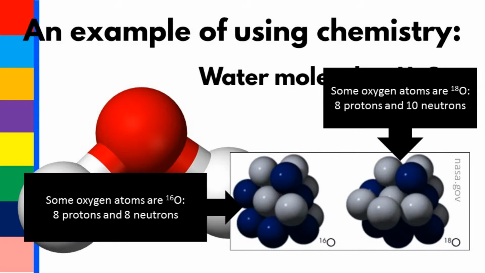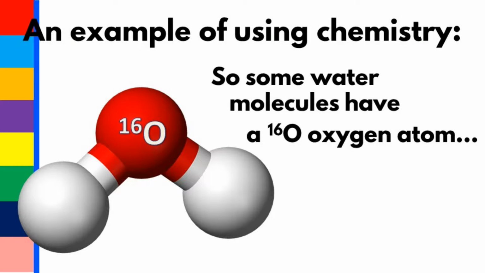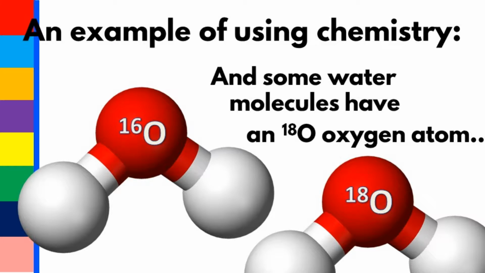And because they both have 8 protons, chemically they're the same. They bond with hydrogen atoms to make water molecules in exactly the same way, but they have slightly different masses. So we get some water molecules out there that contain an oxygen-16 atom, and some water molecules that have an oxygen-18 atom. There are therefore some water molecules that are slightly heavier due to the differences between the 2 different isotopes of oxygen atoms that are out there.